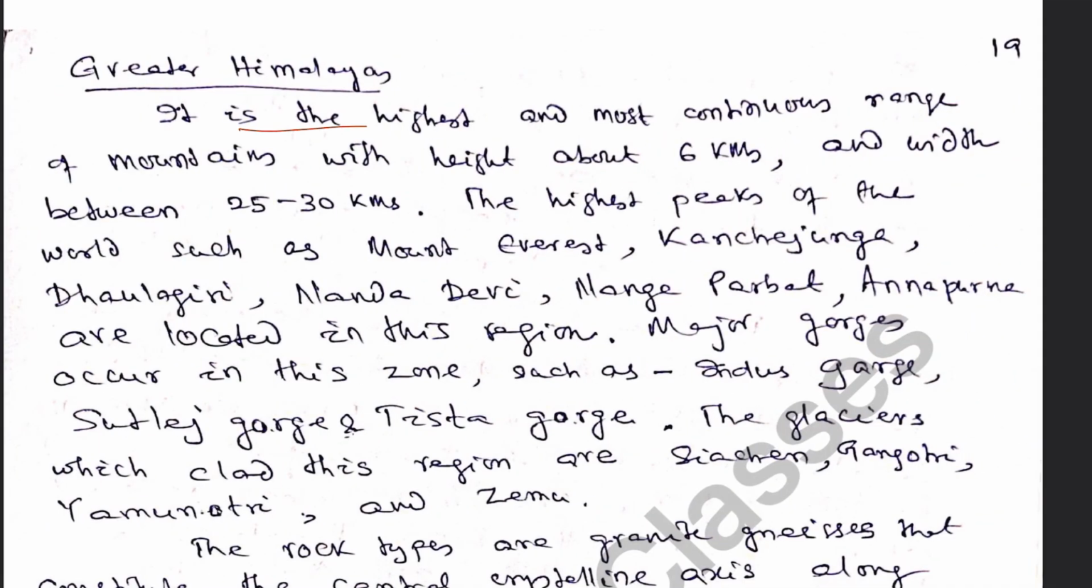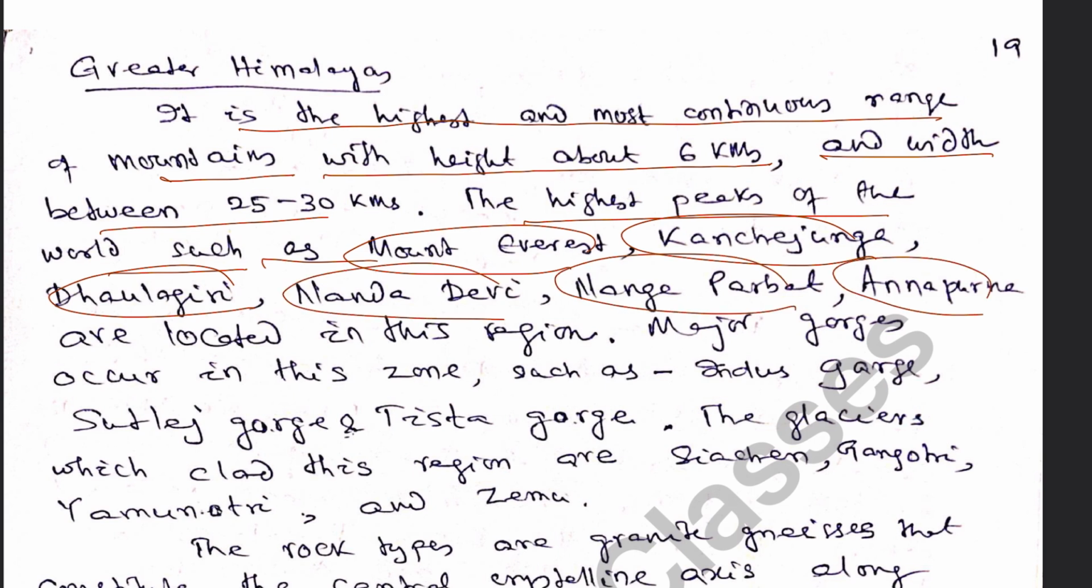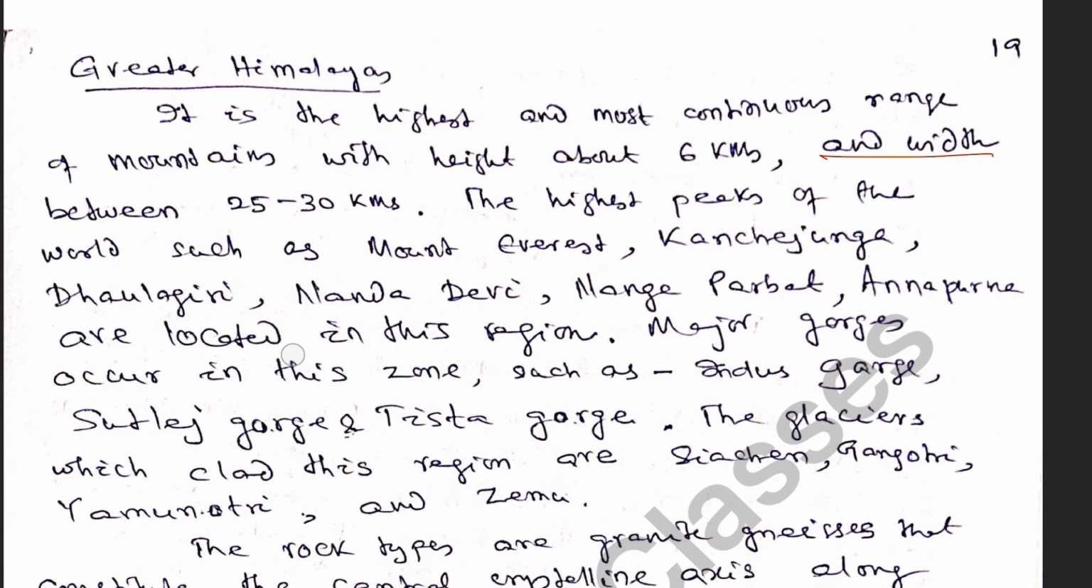So the Greater Himalaya is the highest and most continuous range of mountains, with a height of about 6 kilometers and a width of about 25 to 30 kilometers. The highest peaks of the world are found in this region, such as Mount Everest, Kanchenjunga, Dhaulagiri, Nanda Devi, Nanga Parbat, Annapurna. This is the zone of the Himalayas which forms the highest mountains, so it contains the highest peaks.